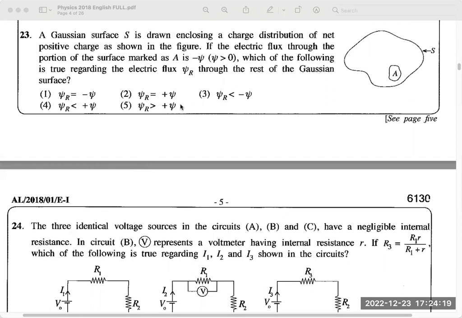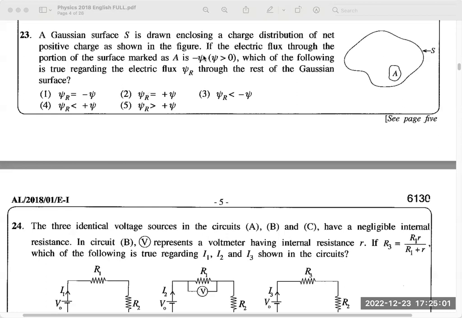23rd. A Gaussian surface S is drawn enclosing a charge distribution of net positive charge as shown in the figure. If the electric flux through the portion of the surface marked as A is minus psi, which of the following is true regarding the electric flux psi r through the rest of the Gaussian surface?